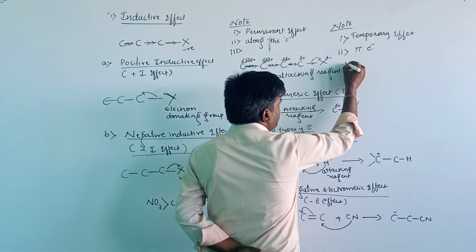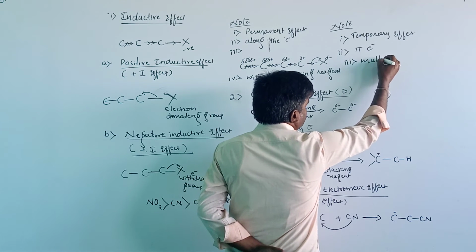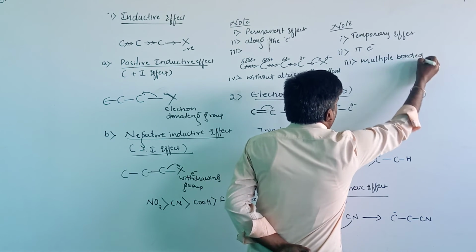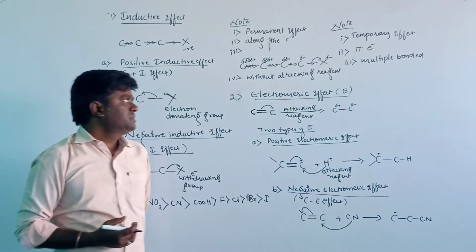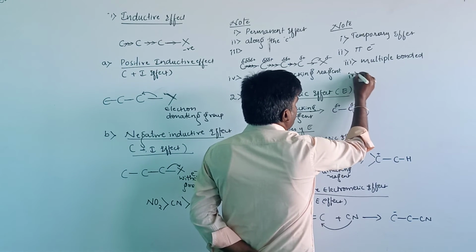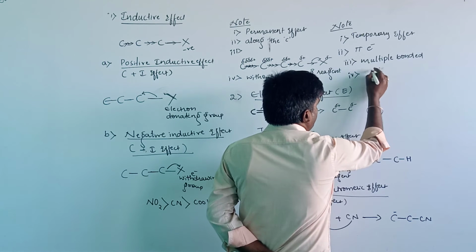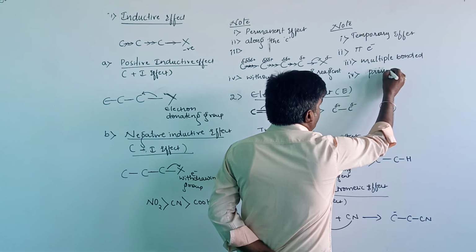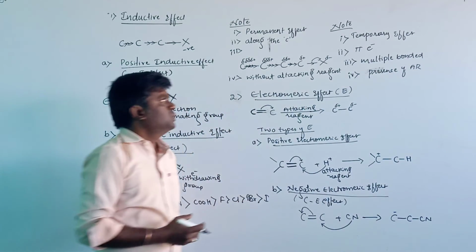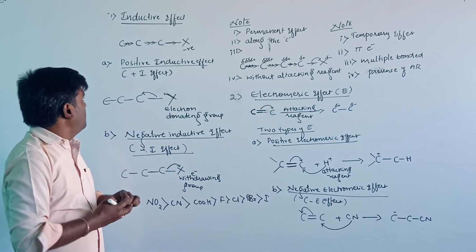The third one is this effect can be seen in multiple bonded species. Only the electromeric effect can be seen in multiple bonded species. And the fourth one, this effect takes place in the presence of an attacking reagent. If you remove the attacking reagent, then no effect can be seen in the molecules.